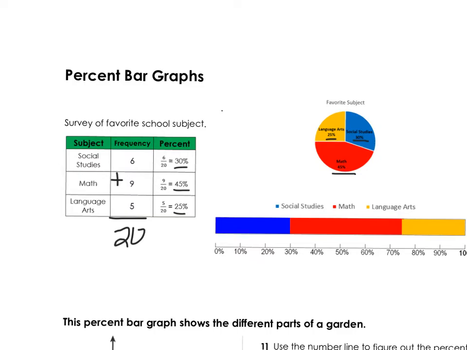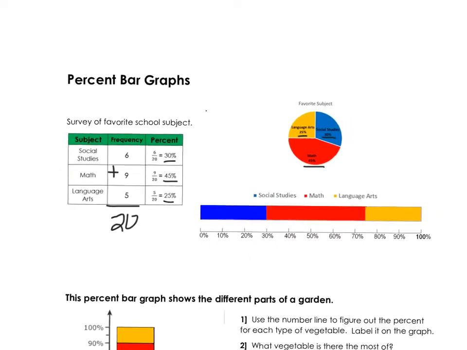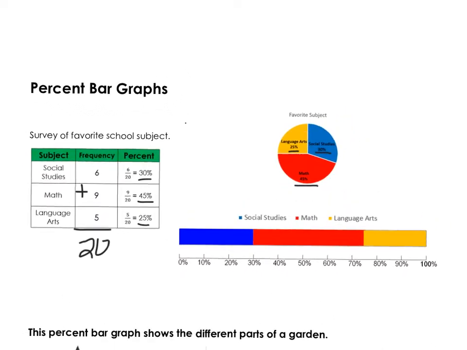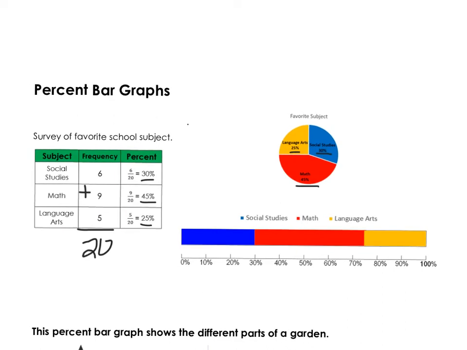And you can easily eyeball that by looking at the pie graph. Well, all we're going to do is look at a percent bar graph. And all this is the same information, but it's laid out in a bar. Now, remember here last week we said that all percent should always total to 100%. So when I add up 30 plus 45 plus 25, I should get 100%, because the total will always be 100%.